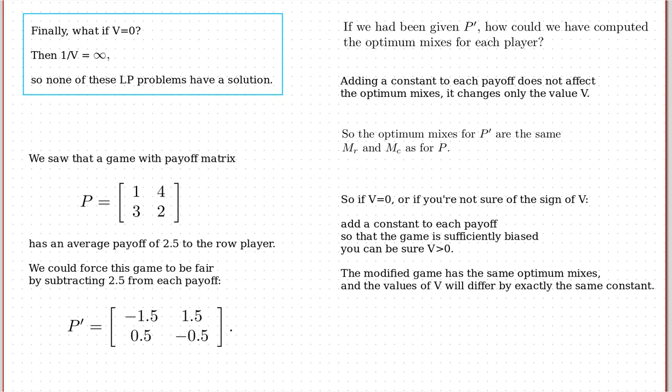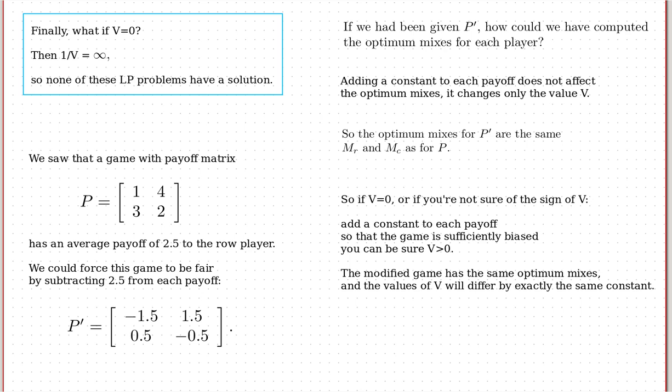One other case of V we should consider. I mean, we've considered the case when V is positive and when V is negative, but what if V is equal to 0? What if the game happens to be fair and the average expected payoff with optimal play is 0? Well, unfortunately, in that case, 1 over V would be infinity, right? And so whether we're maximizing or minimizing 1·x, which is equal to 1 over V, if the optimal value turns out to be infinity, then there's going to be no solution either way.